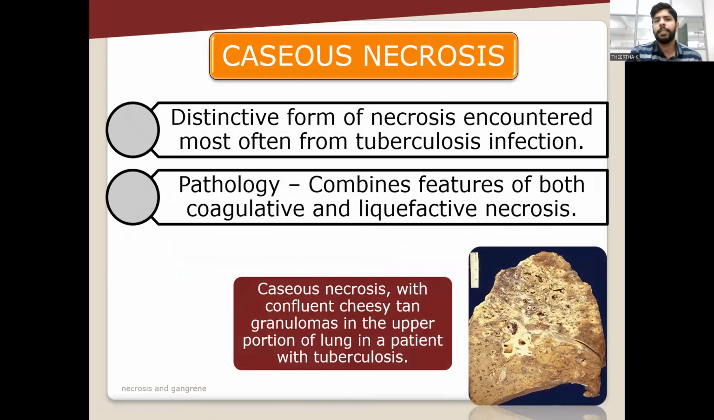Caseous necrosis is a distinctive form of necrosis encountered most often from tuberculosis infection. Its pathology combines features of both coagulative as well as liquefactive necrosis. This is the case of caseous necrosis, which is shown in the image below, with confluent cheesy tan granulomas in the upper portion of the lung in a patient with tuberculosis.